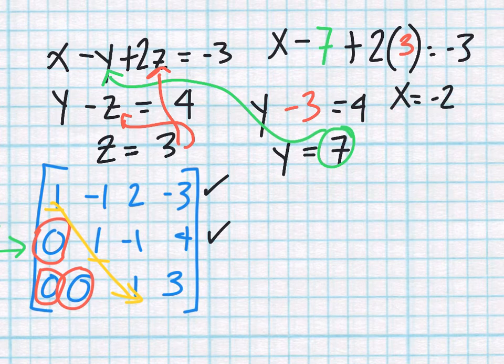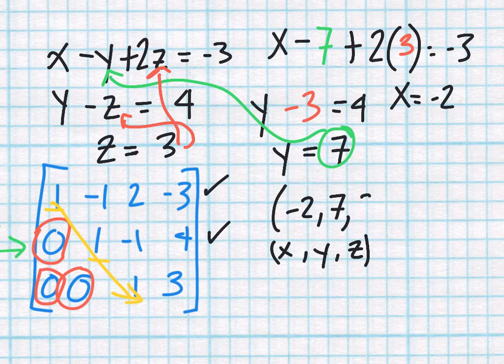So then my ordered triplet for this goes x, comma, y, comma, z. So -2, y was 7, and z was 3. And there we go. That is the solution to this system of equations.